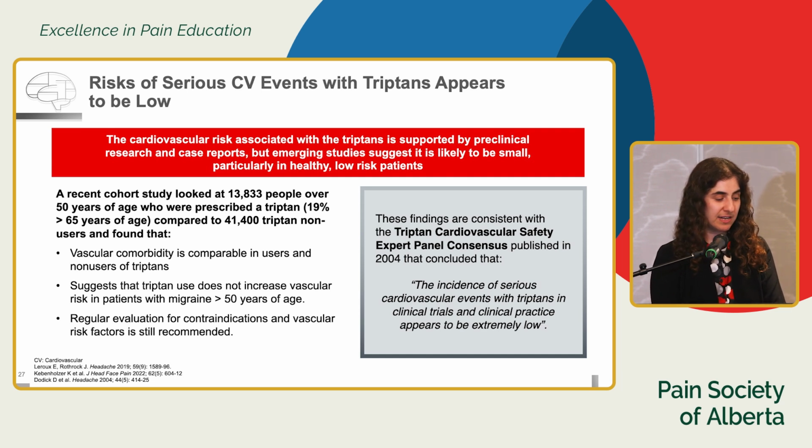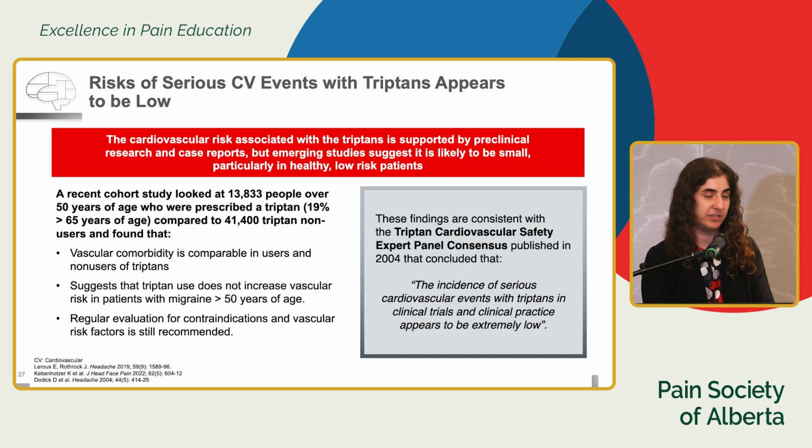And there was a recent study that looked at over 13,000 people over 50 years of age who were prescribed a triptan. 19% of them were over the age of 65, compared to 41,000 triptan non-users. And they found that the vascular comorbidity is quite comparable in users and non-users of triptans, which suggests that triptan use does not increase vascular risk in patients over the age of 50. So age alone isn't a contraindication.